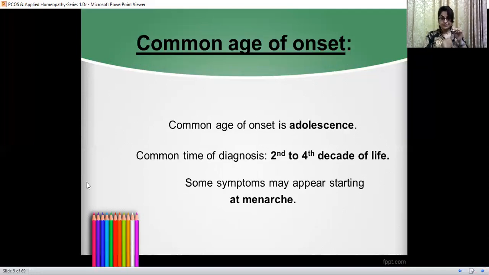Common age of onset is adolescence. Common age of diagnosis is the second to fourth decade of life. Some symptoms may appear starting at menarche.